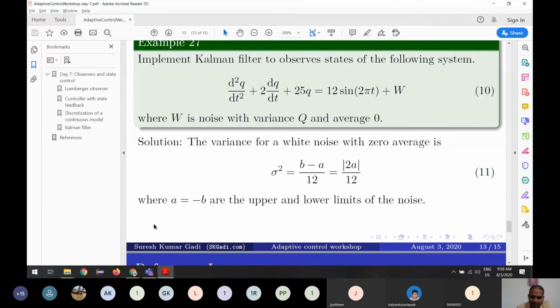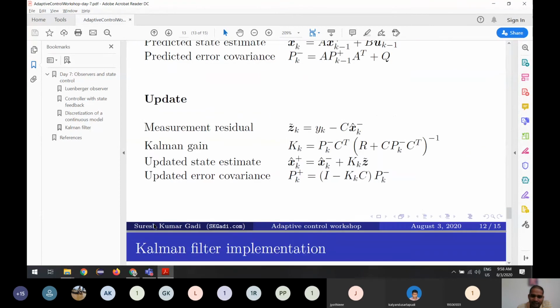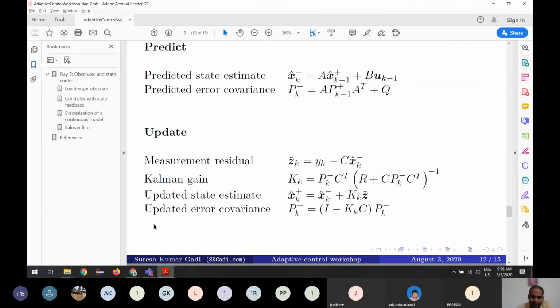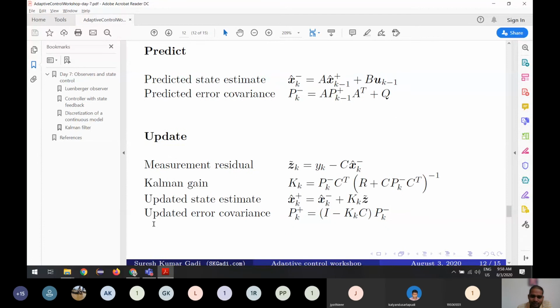If you have any doubts, please ask me. I see the Kalman filter is a little complicated, but it is worth implementing. I recommend you implement this by following this book, by following these notes, and I'm sure you can do it. If you are already doing it, if you have any doubts, please ask me.